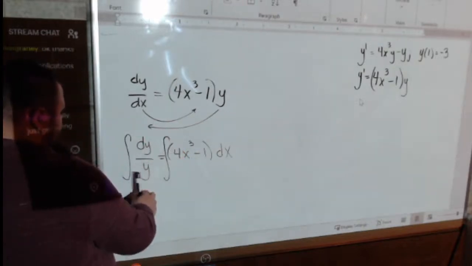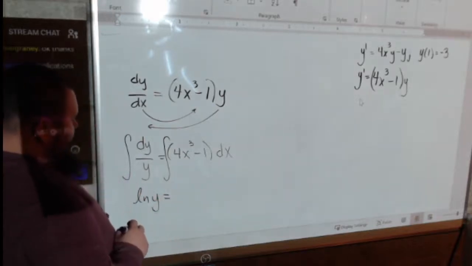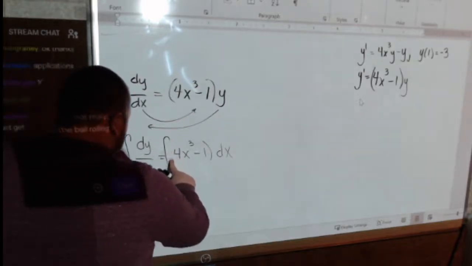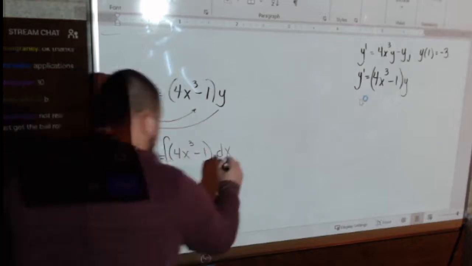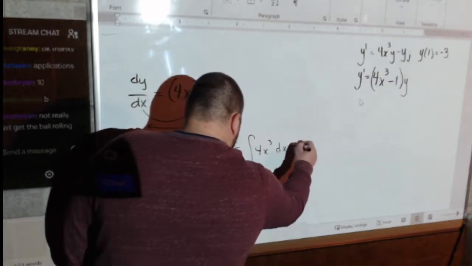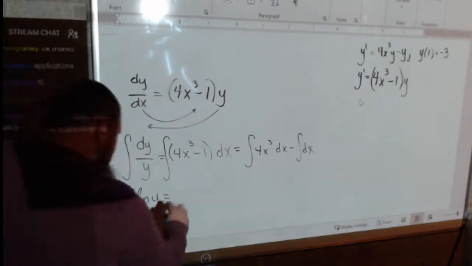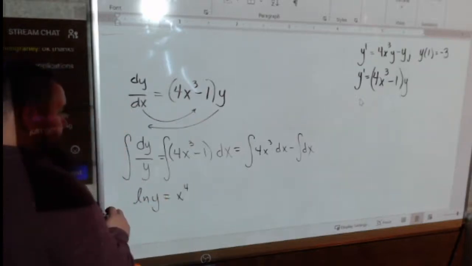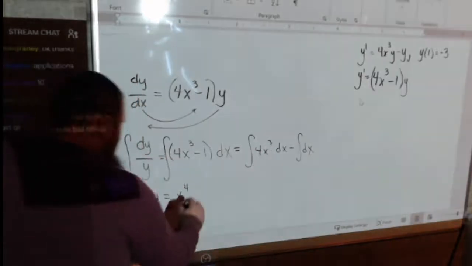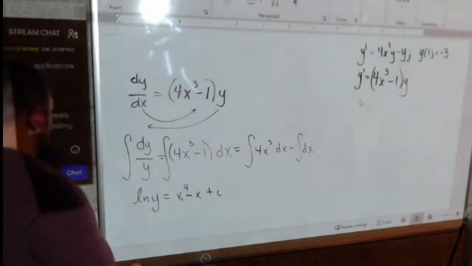So integral of dy over y, that's natural log y. And the right-hand side, I can go ahead and, well, let me leave that there. Let me rewrite it this way, just in case you need to see it. So it's really that. So this is x to the fourth, right? Because it would be x to the fourth over 4. The 4's would cancel. Minus integral dx is just x plus c.